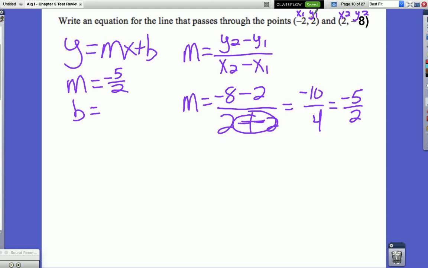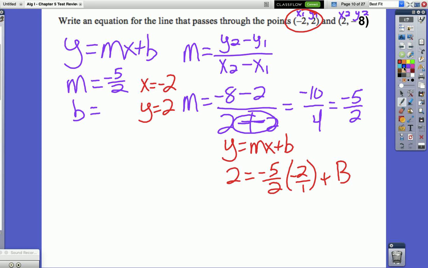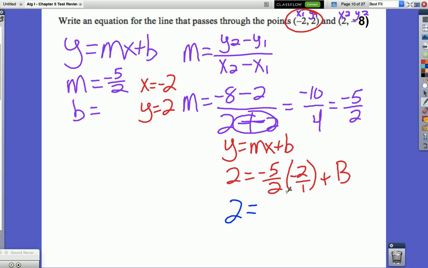Pick one of the points. So if I pick this point, it has an x that is -2, and it has a y value that is +2. And we're going to plug them into y equals mx plus b. So instead of y, we plug in 2. Our slope we found, which was -5 over 2, times x, a -2, plus b. Again, I'm going to write this one as a fraction because we have to multiply fractions.